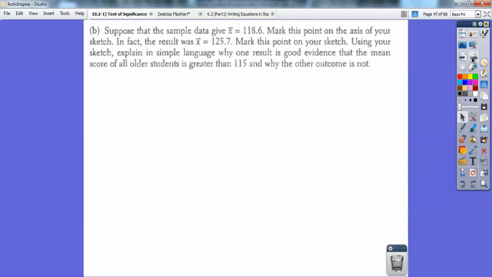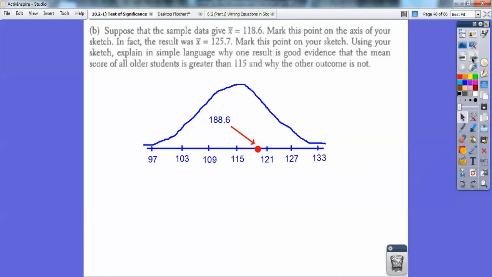Alrighty. Okay, so suppose that another sample gives 118.6. Mark this point on the axes of your sketch. Boom, right there. Okay, in fact, the result was 125.7. Mark that point on your sketch. Boom. Okay, so using your sketch, explain in simple language why one result is good evidence and the other one might not be so good of evidence. Well, this one's farther away from the mean. This one's not even 1 standard deviation away from the mean. So that's reasonable right there.